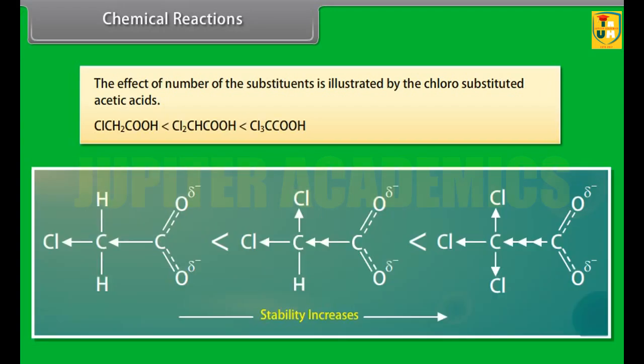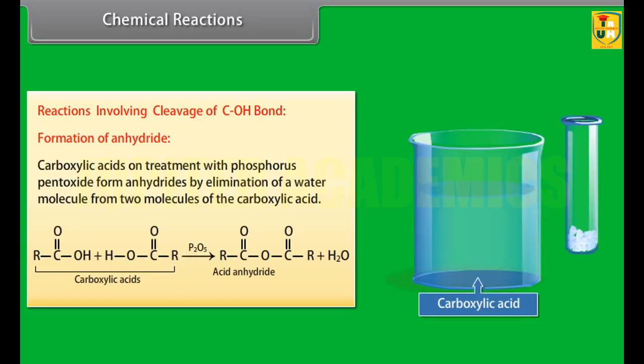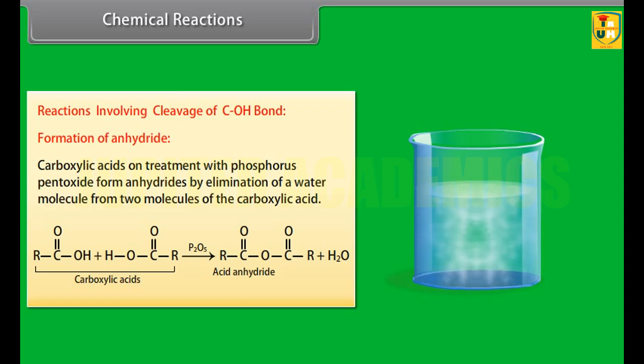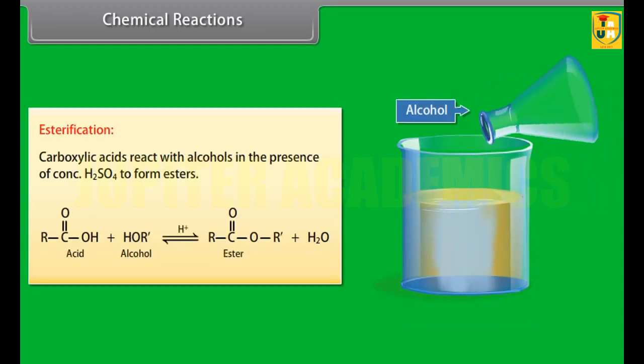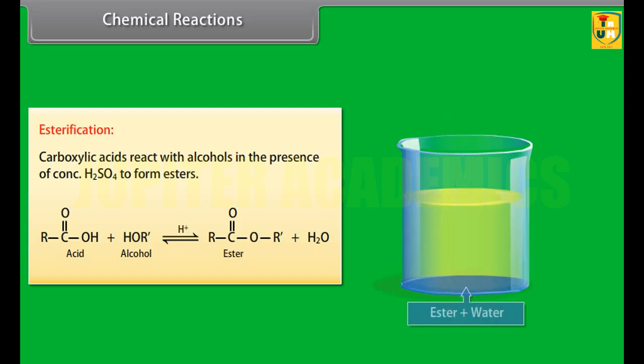The effect of number of the substituents is illustrated by the chloro-substituted acetic acids. The acid strength increases from chloroacetic acid to trichloroacetic acid. Chemical reactions. Reactions involving cleavage of C-OH bond. Formation of anhydride. Carboxylic acids on treatment with phosphorus pentoxide form anhydrides by elimination of a water molecule from 2 molecules of the carboxylic acid. Esterification. Carboxylic acids react with alcohols in the presence of concentrated sulfuric acid to form esters.